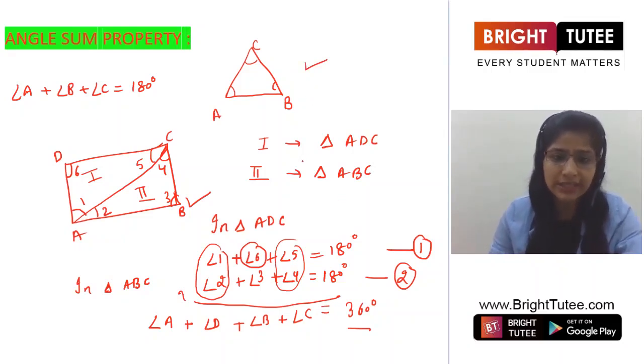Let me recapitulate it again. What we have done, we have drawn a quadrilateral. We divided it into two triangles by drawing one of its diagonals, let it be AC or DB, you can try with any. In each of the two triangles we applied the angle sum property of the triangle, and then using those two equations we got that the sum of four angles of a quadrilateral is 360 degrees.